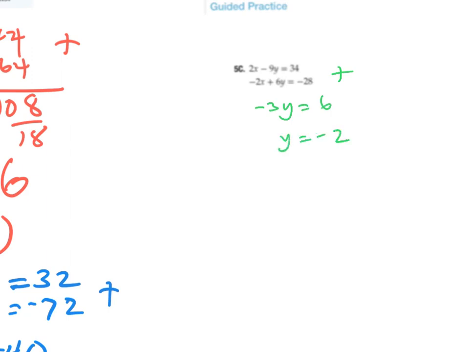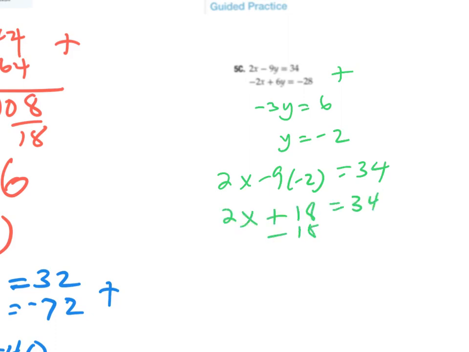So once I get one letter, I can substitute back in. So 2x minus 9 times negative 2 equals 34. And so 2x plus 18 equals 34. Subtract 18 from both sides. I get 16 equals 2x, so x equals 8. And so my answer is 8, negative 2.